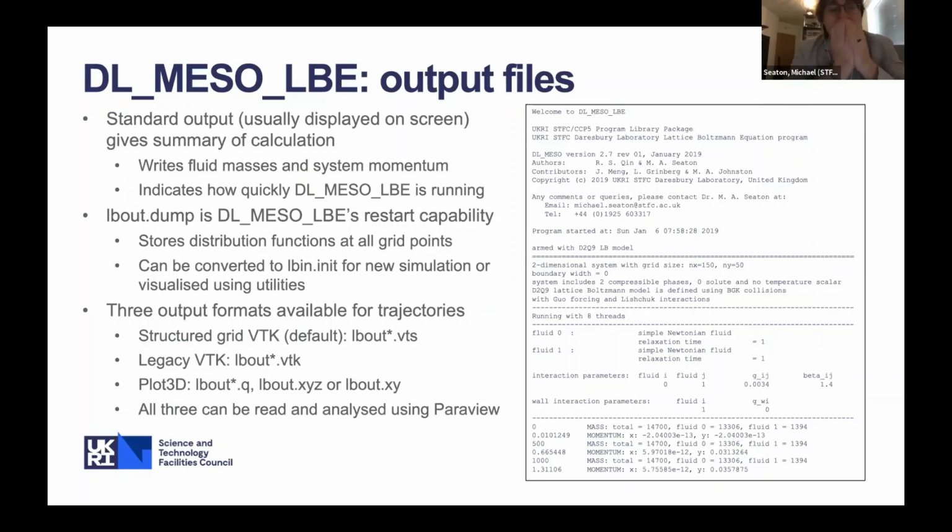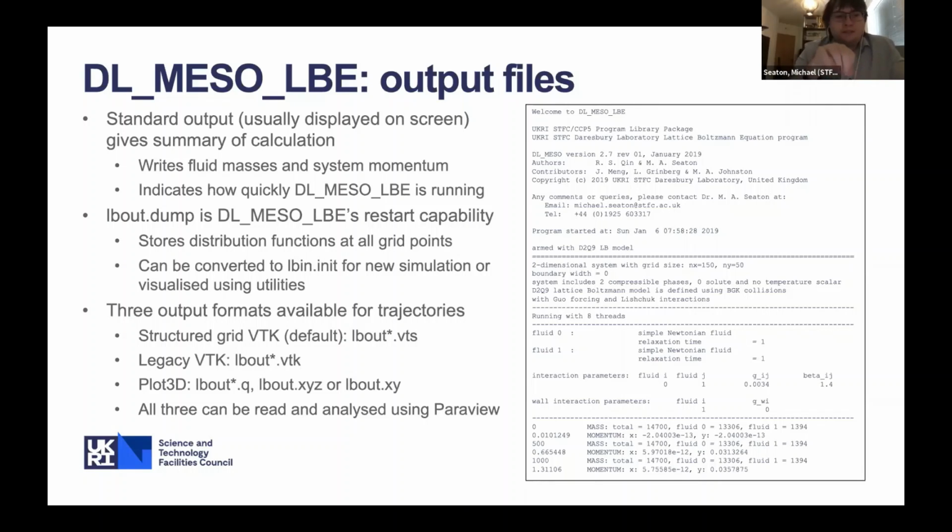And the outputs. Now the standard output just basically gives you a summary of the calculation and how it's going. Including at each given time step, it gives you the total mass, the masses of each of the fluids, and also the overall momentum of the system to show whether there's a steady flow being developed or whether it's unsteady or what have you. It also gives you some timing, so you can see how quickly DealMeso LBE is actually running.